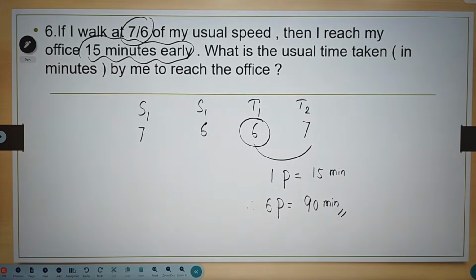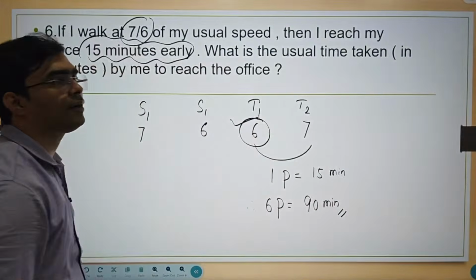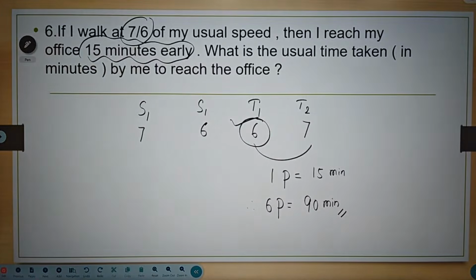Clear? What are we supposed to find? We have to find the initial time, and that initial time taken is how many parts? 6 parts. So the value of 6 parts will be equal to 90 minutes.